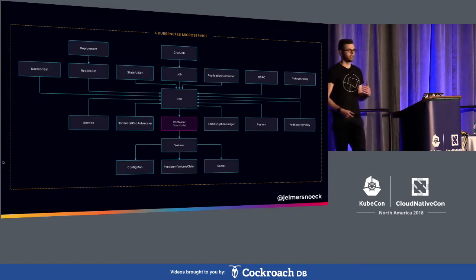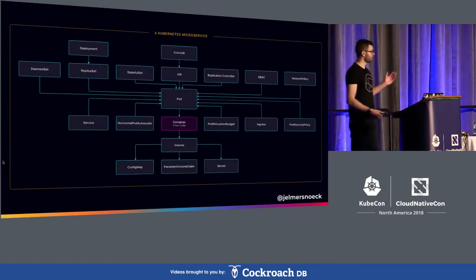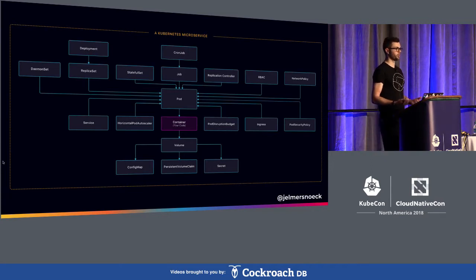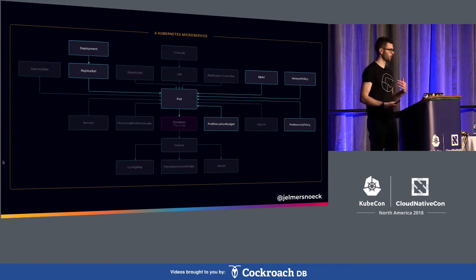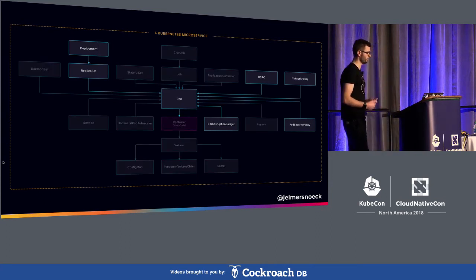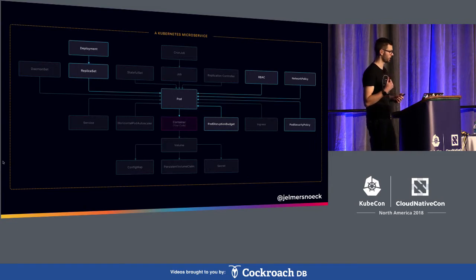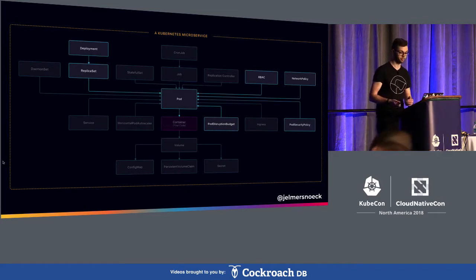So if we look at the Kubernetes landscape for an application, this is roughly it. In the center we have a pod, which is basically the lowest abstraction level in Kubernetes. We start there, and then we have a bunch of extra things that are linked to pods. And in this talk, we'll go over a few. We'll go over deployments, we'll go over RBAC, network policies, pod security policies, and pod disruption budgets.